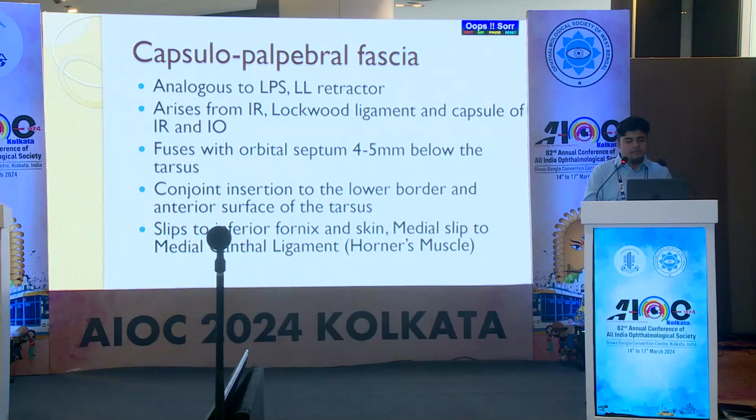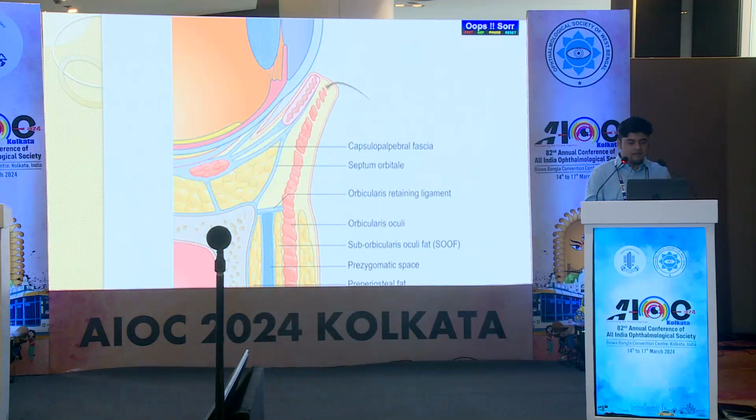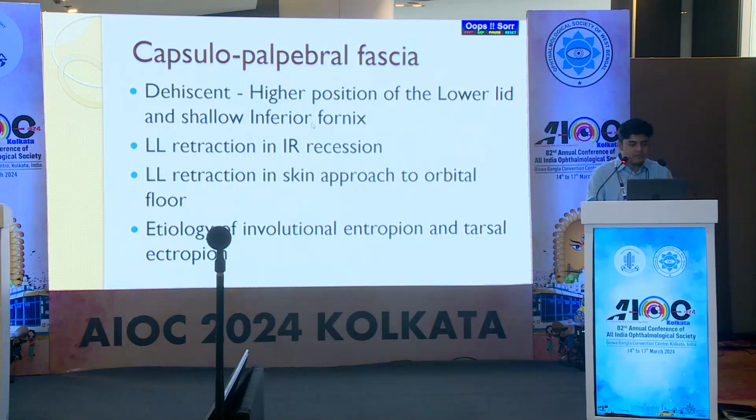Now, analogous to the levator is the lower lid retractor, which is the capsulopalpebral fascia. It arises from the inferior rectus, the Lockwood's ligament and capsule of the inferior rectus and inferior oblique. Then it fuses with the orbital septum below the tarsus. There is also conjoint insertion to the lower border of the tarsus and slips to the inferior fornix and skin. As we can see in this diagram, the capsulopalpebral fascia divides and inserts into the tarsus and the inferior fornix and also gives slips to the skin.